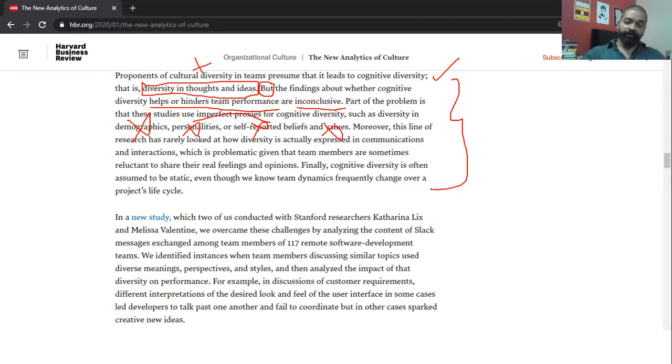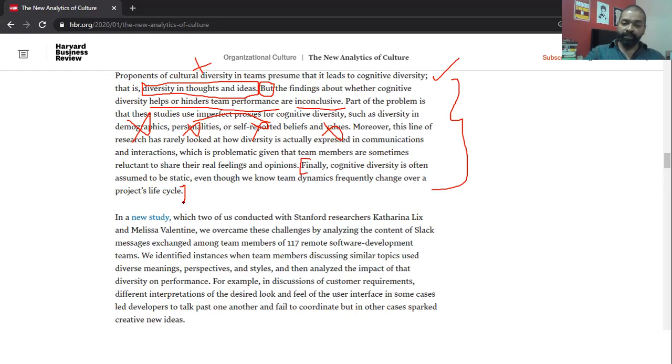Finally, cognitive diversity is often assumed to be static, even though we know team dynamics frequently change over a project's life cycle. So cognitive diversity is assumed to be static. We know the team dynamics frequently change. So see, if you notice, there's a hidden assumption in this particular sentence, right?